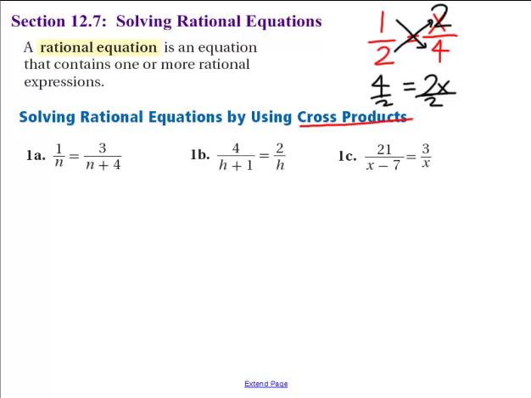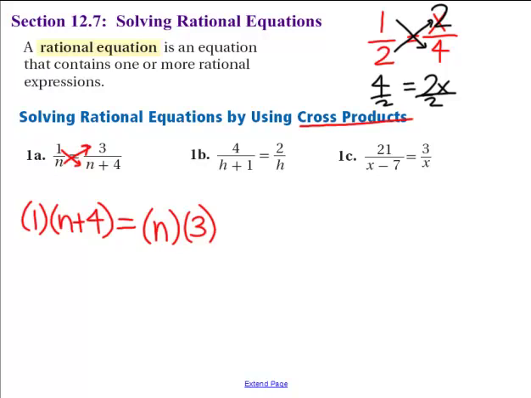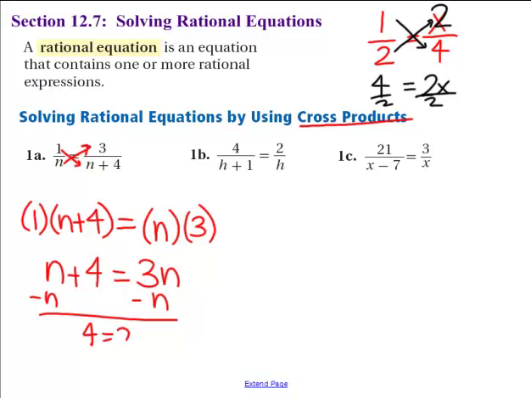If we want to start with the cross products, we multiply the things that are across from each other. So 1 times n plus 4, and I'm going to show a ridiculous amount of work to begin with, equals n times 3. We can simplify this very quickly. We get n plus 4 equals 3n, and now this turns into something that we can solve. So get all your n's on one side, and then if we divide both sides by 2, we get n equals 2.